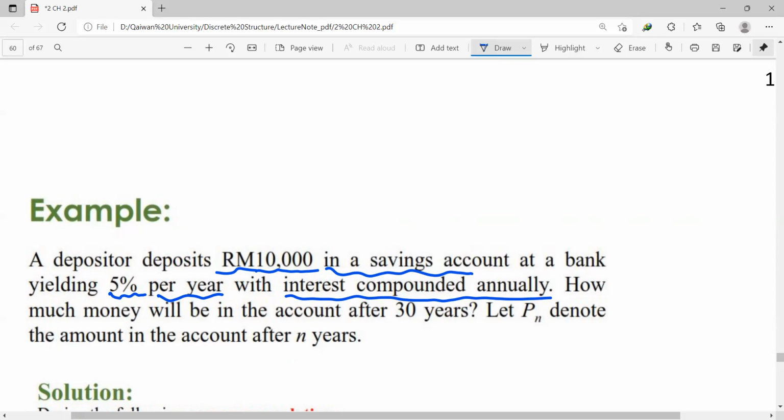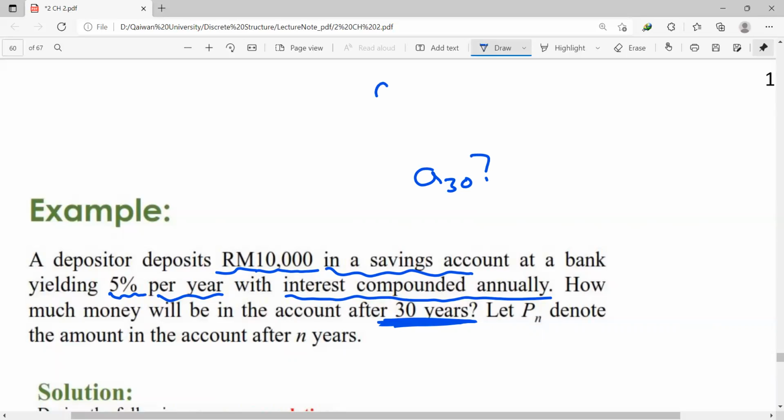So how much money will be in the account after 30 years? That means here we should find a_30 in the sequence. Okay, so what's the initial one? It's 10,000.